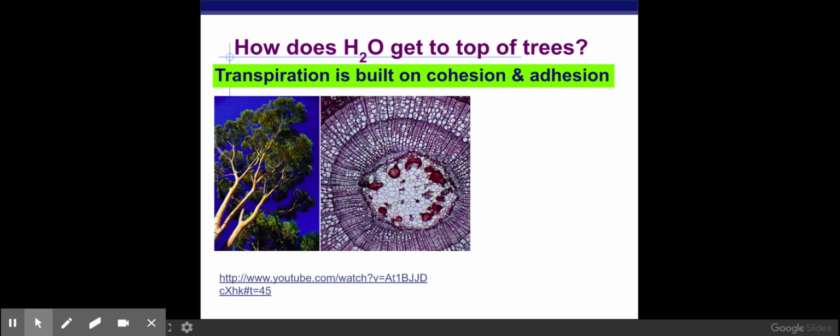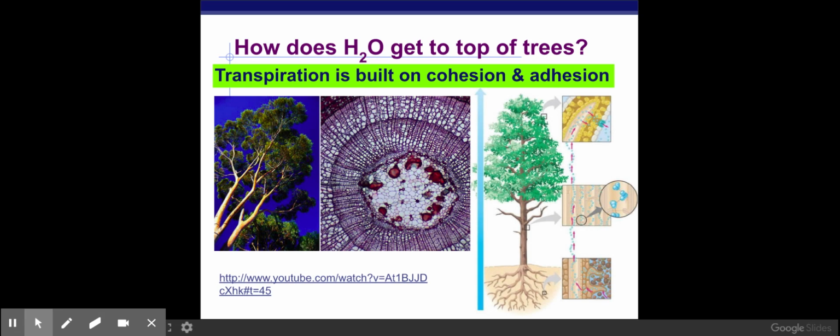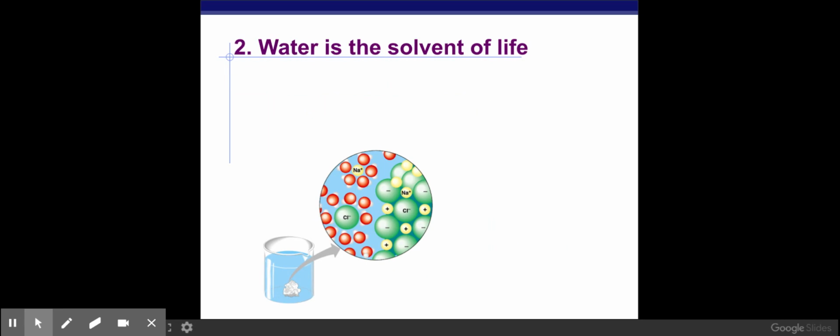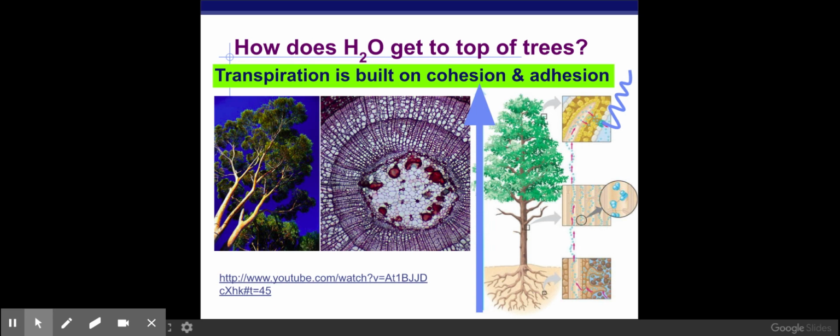It's also going to help water move from roots to the tops of trees. And I'll put a link for a video on that in Blend. All right, so there's cohesion, where the water molecules are sticking to each other as they move up the xylem. And then there's also this kind of adhesion as they're sticking to the sides of the xylem.